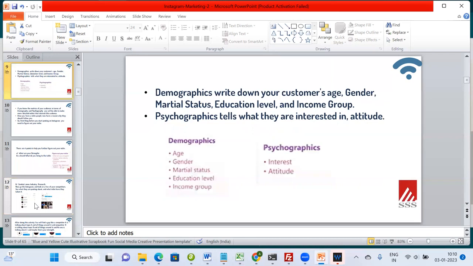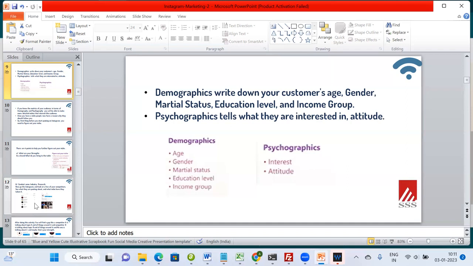Now, demography means the age, the gender, the marital status, the educational level, the income group. That is called the demography. And the psychographics include the interest of the customer and their attitude. So we have to divide our customers based on the age, the gender, the marital status, the educational level, the income group, and then we also have to understand the interest and attitude of the customer.